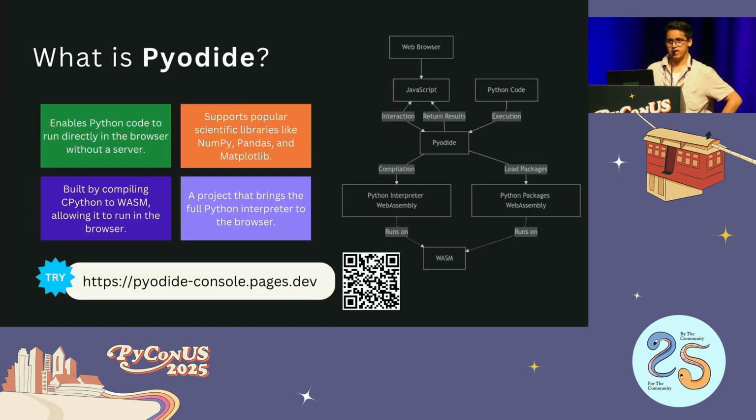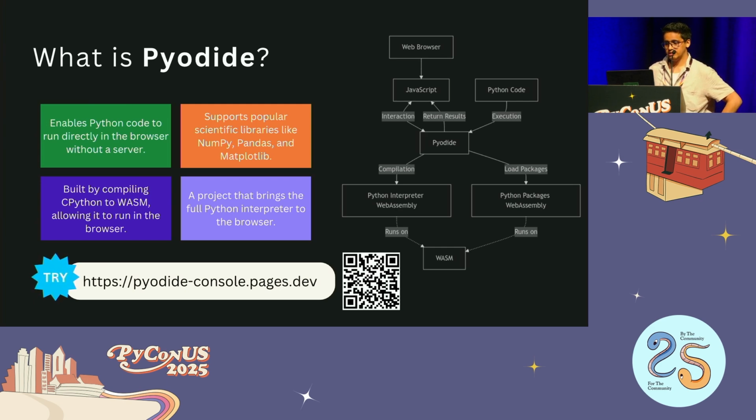So there are like 4 major characteristics of how Pyodide works. It allows running Python directly in the browser without the need of a server. It supports the scientific libraries, which you'll be seeing how NumPy functions can be used directly in the browser now. And it's done by compiling CPython, so it's pretty fast.